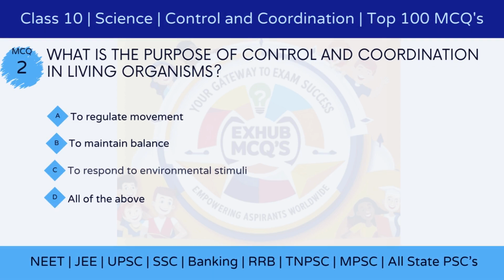What is the purpose of control and coordination in living organisms? Option A, to regulate movement. Option B, to maintain balance. Option C, to respond to environmental stimuli. Option D, all of the above.